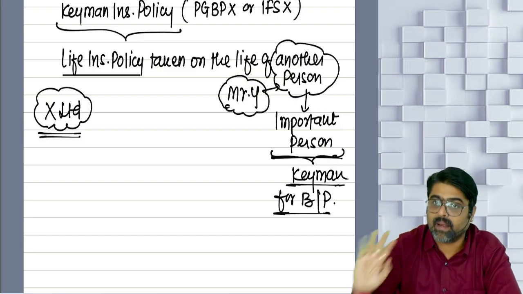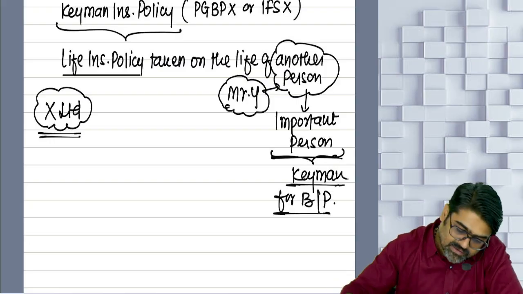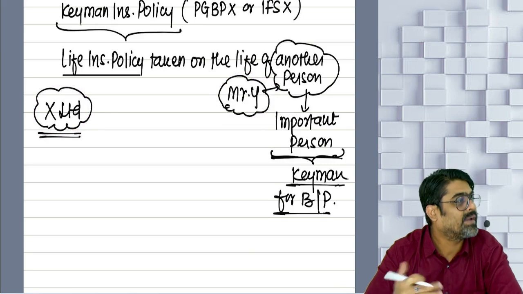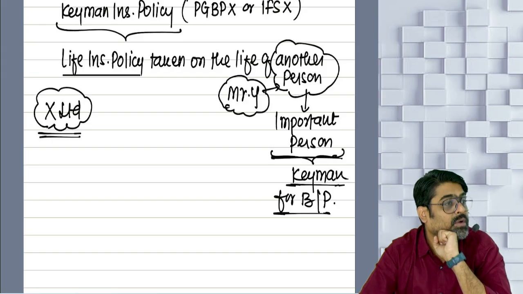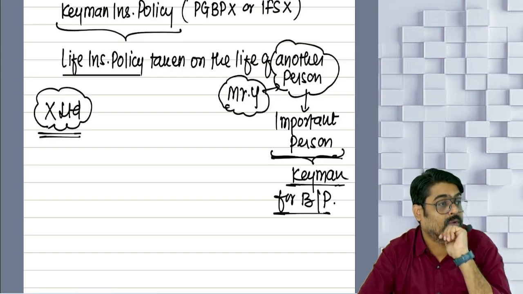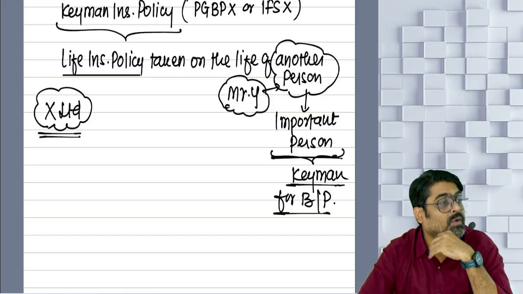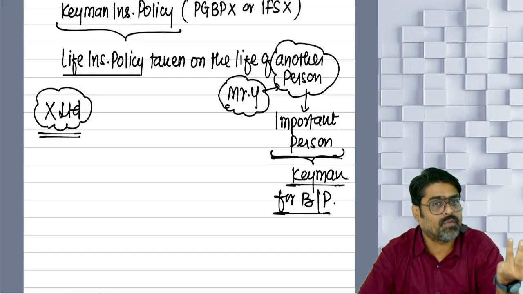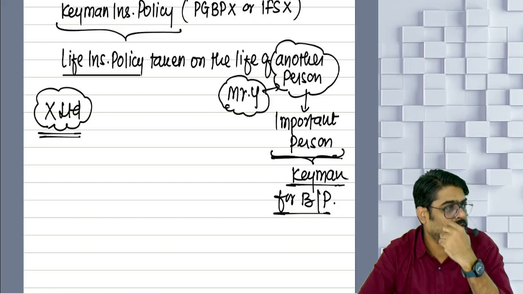Or if, God forbid, something happens to you within these 5 years, I am going to get the amount from the insurance company. So X Limited will intimate the Keyman that, Keyman, I have taken one policy on your name because you are a very important person for my business. Yes or no? So I have taken a policy of how much? 5 crores. For how much time? 5 years. If within 5 years something happens to you, I am going to get the money. X Limited is going to get the money from the insurance company. If nothing happens to you and you survive, then after 5 years I am going to get the maturity amount from the insurance company.